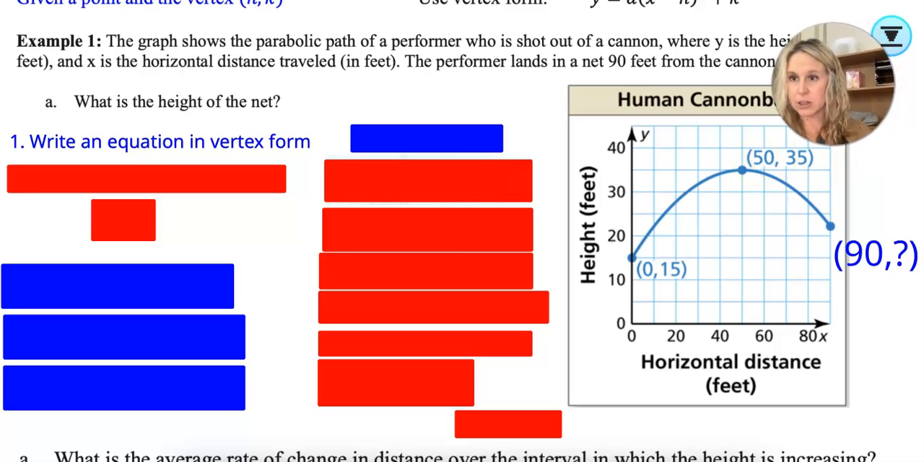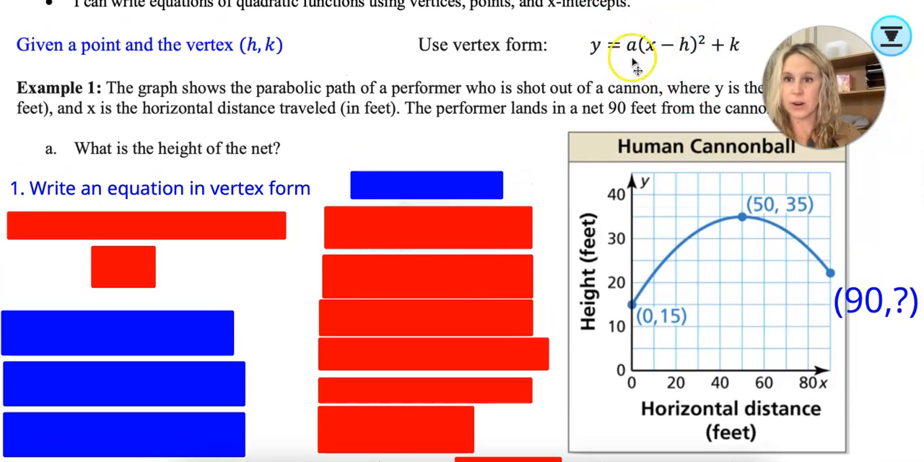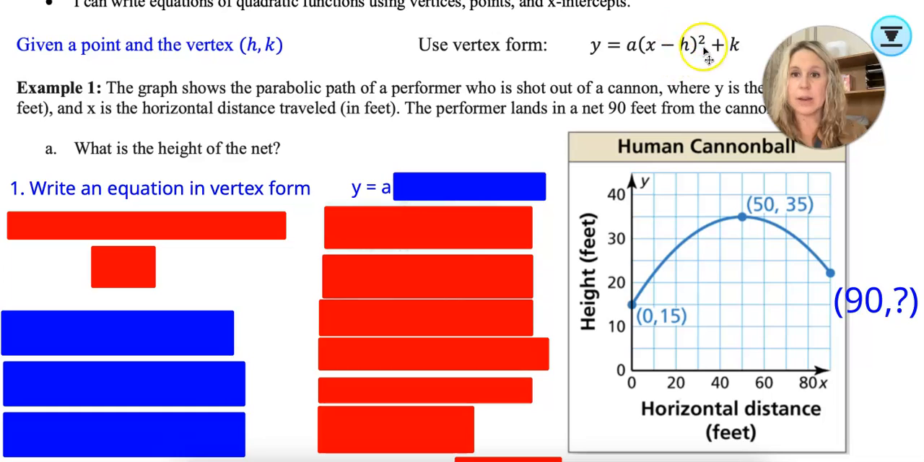So let's make sure to use our equation that they gave us right up here. I'm going to start with y equals a. My problem is going to have an a because I don't know what my a is yet. I do know my vertex, so it'll be parentheses x, and 50 is my vertex, so when it goes in the equation, remember it's going to be the opposite, so negative 50. Don't forget your squared. And then we've got plus 35 for our k value. So step 1, if you know the vertex, you can write an equation in vertex form.